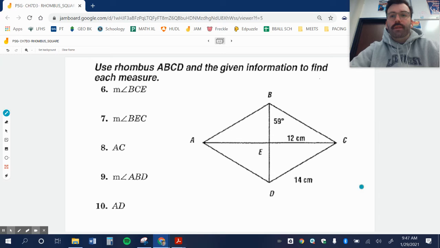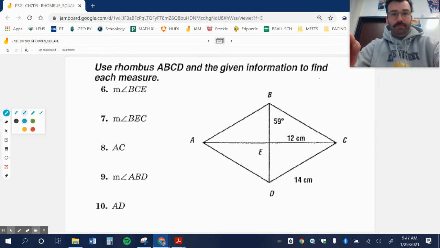All right, here we go. This one has a labeled picture, so what I would do is pause the video and draw down this diagram, and then just write these questions out. Find the measure of angle BCE. All right, so BCE is right here.